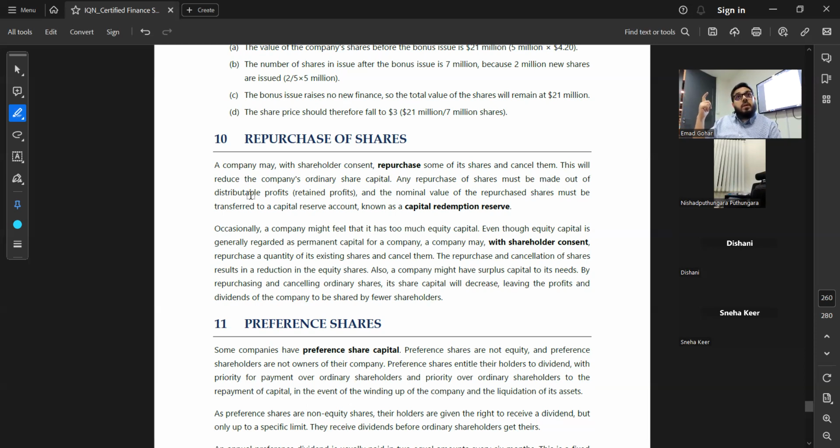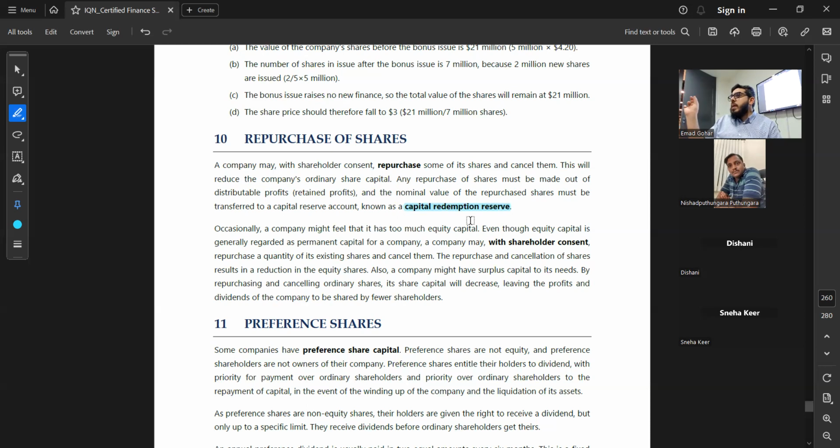The company will give them a good price. That I want my shares back. In the market, the price is 100. I am giving you 120. Give me my share. So you want to reduce the equity due to some reasons which we discussed. Then I told you it is called treasury shares, or you can call it capital redemption reserve.